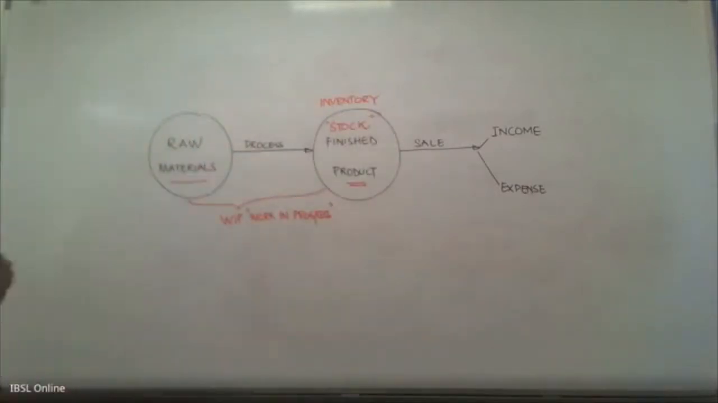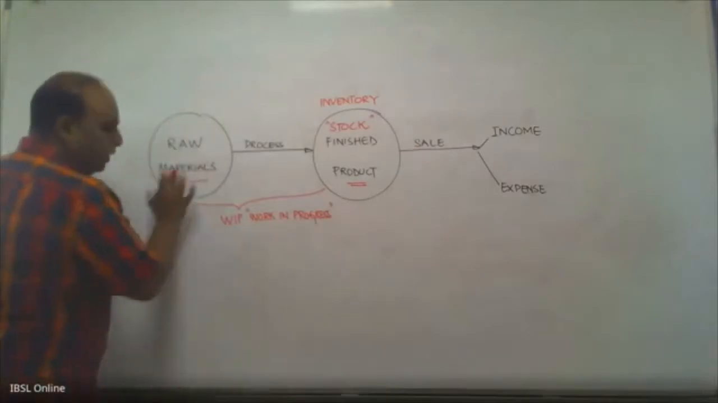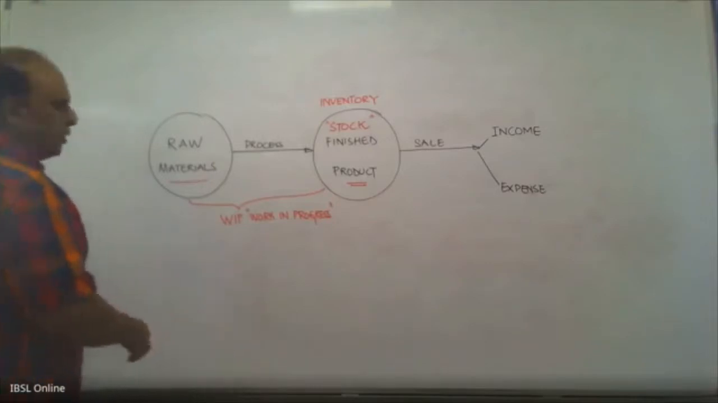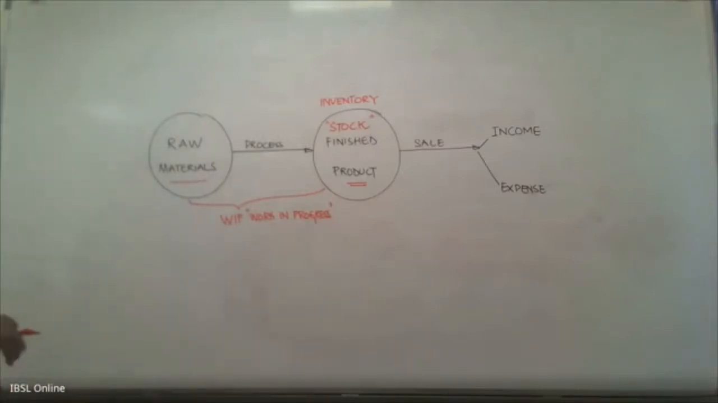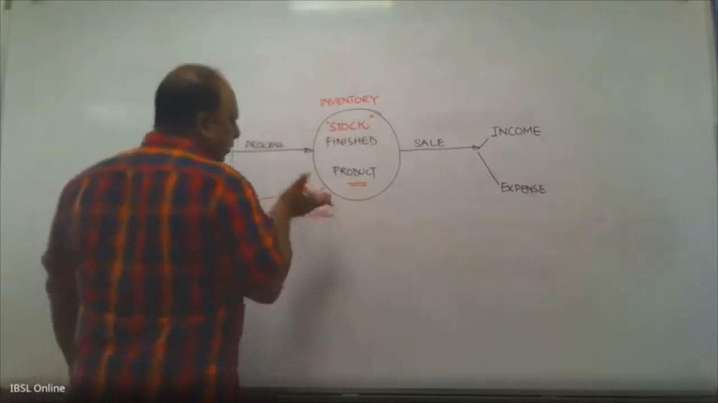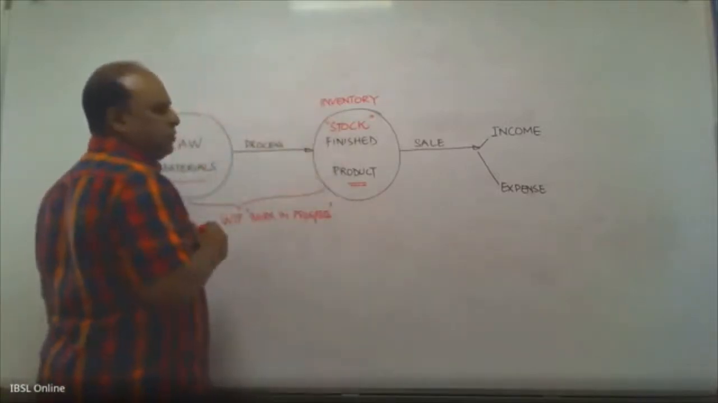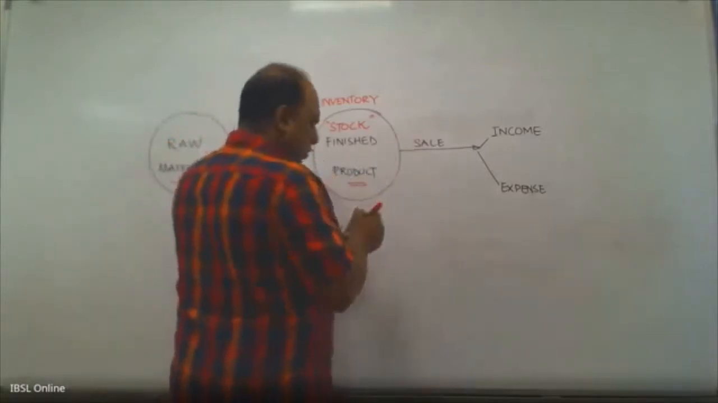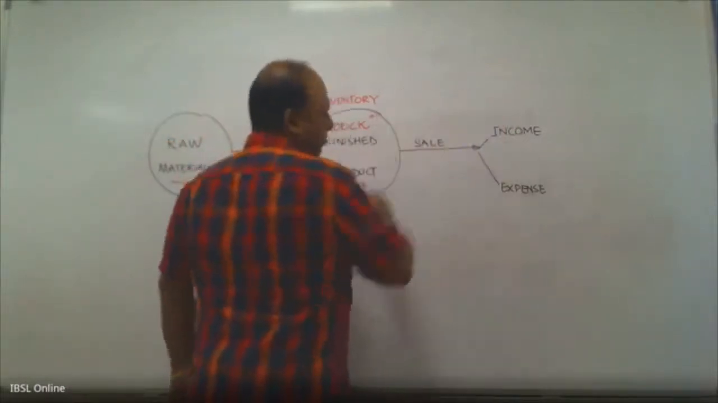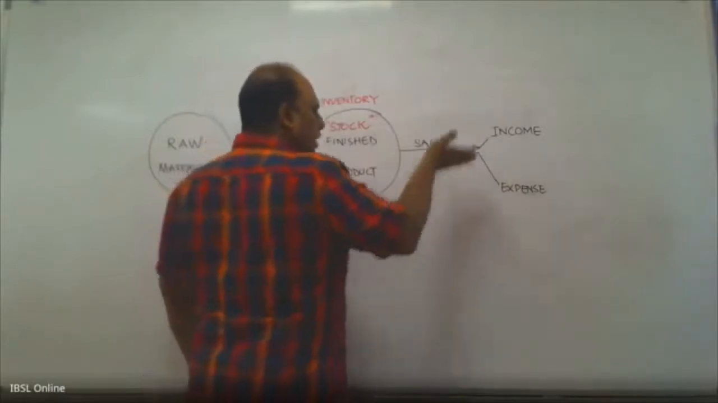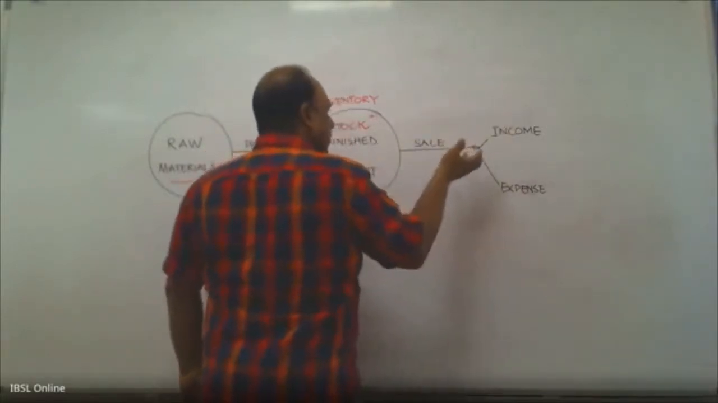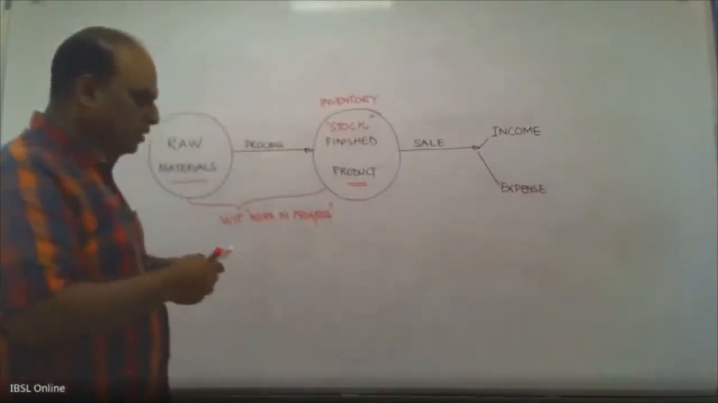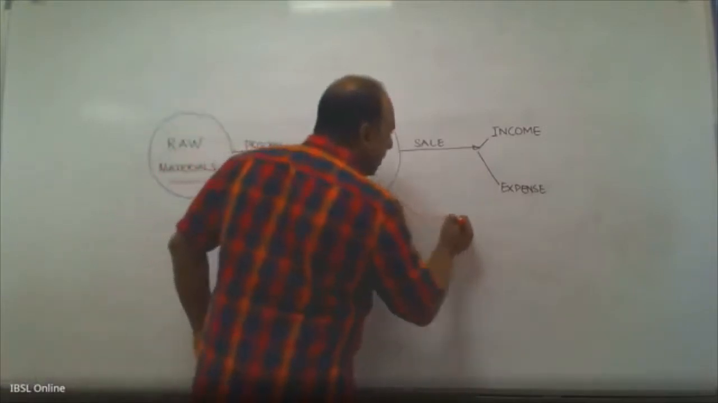Okay. Sometimes companies maintain a stock of raw materials also. This amount of cloth, this amount of plastic, this amount of wood, whatever. But basically we talk about the finished product where you will have a stock. Now from this stock only you are going to sell. So when you sell, you generate an income. But against that income, you have an expense. What is that expense? The cost of this product.